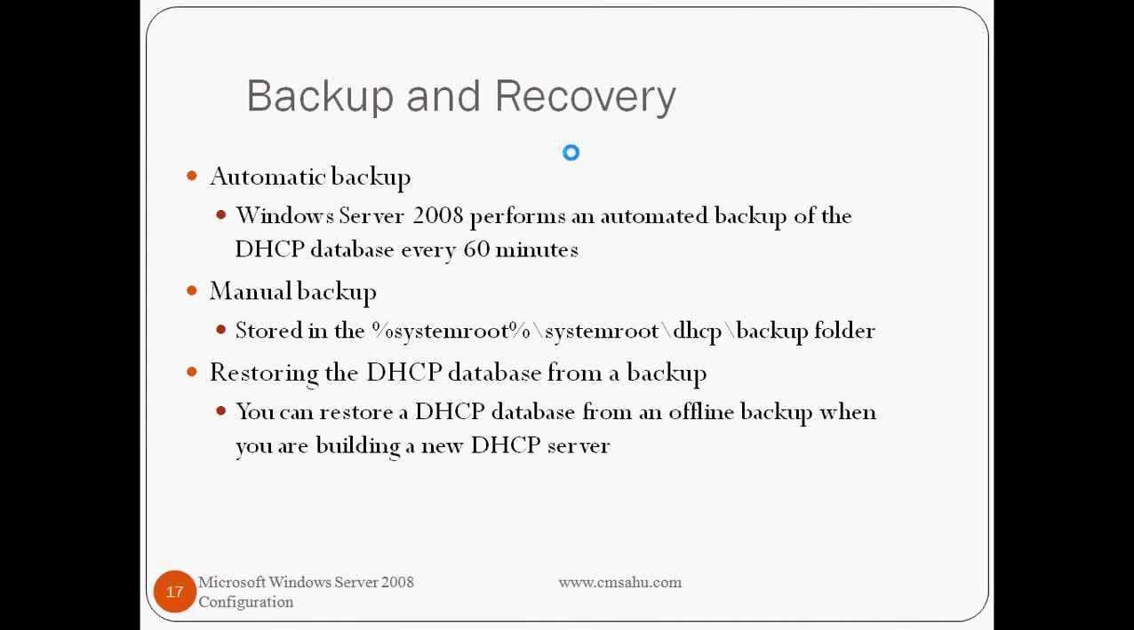When do we require the DHCP backup? We have an old server which is configured with DHCP, but we want to upgrade that server from 2003 to 2008. But before upgrading this server, we have to take the backup of DHCP. Am I right or wrong? So this is where the folder is located: in the system root, DHCP, backup folder. And you can restore also at the time of rebuilding, from the backup and offline backup server. Understand? So we will do these things practically.